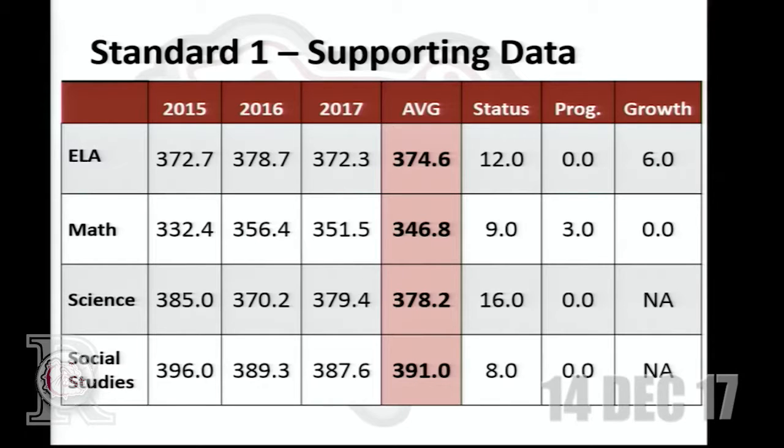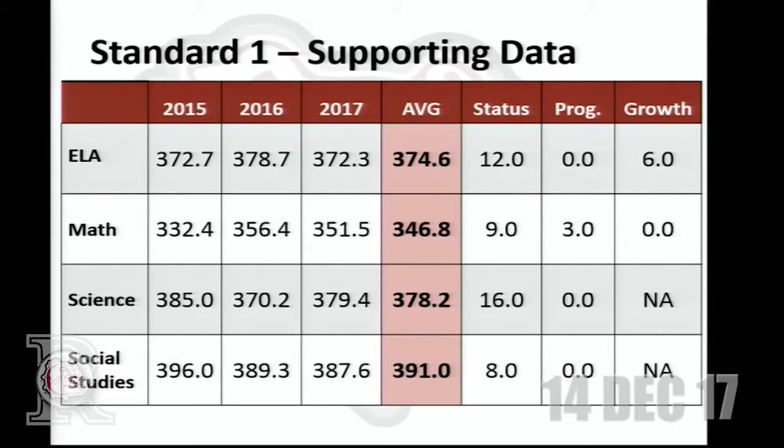In science, the index this year was 379.4 for a 3-year average of 378.2, which does put us in the 2020 target category in science. That represents 5th grade science, 8th grade science, and the biology EOC assessments go into the science score.